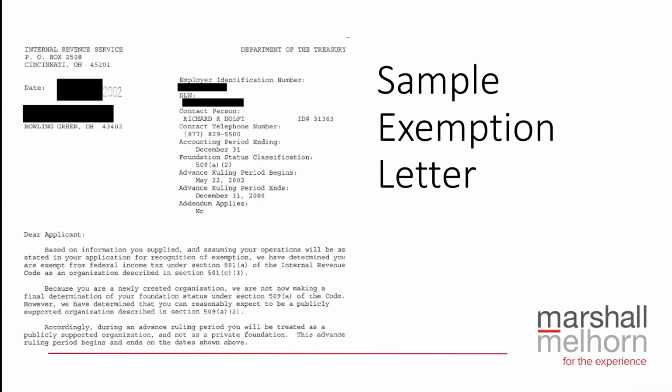In the old days, the exemption letter included a preliminary ruling, an advance ruling they called it, as to whether you were a public charity or not. And then when you filed your 990s for several years, they would decide retroactively whether you really were a public charity or whether to reclassify you as a private foundation. That advance ruling process doesn't exist anymore. But if you see an exemption letter, it'll look something like this.